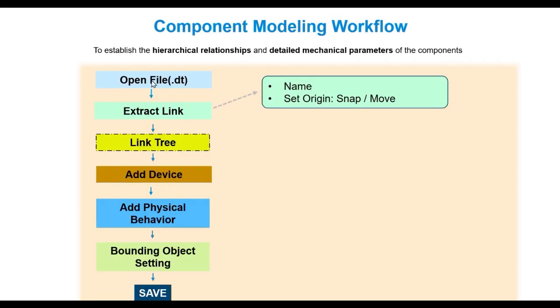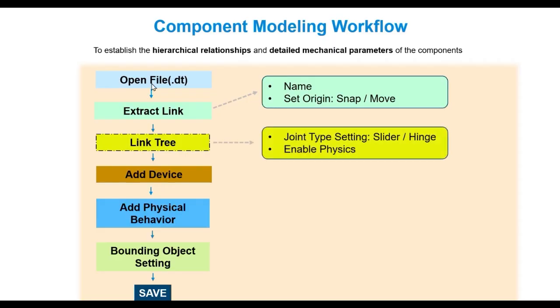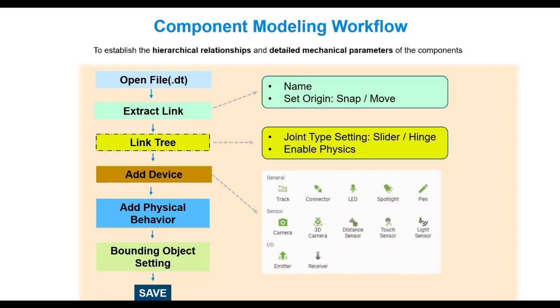And here is the single component modeling workflow. After opening the file, you have to extract links. If we have an air cylinder, you have to find out what the fixing part is and what the sliding part is. Or if you have a motor, you have to distinguish what the base is and what the rotating part is. That is what we call extract link. Then we have to set the origin and also the rotation axis.